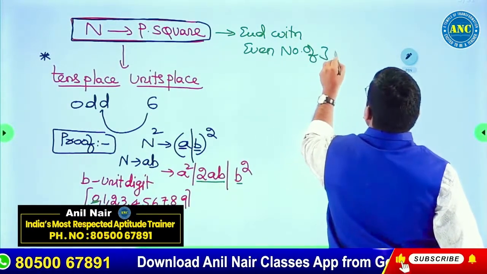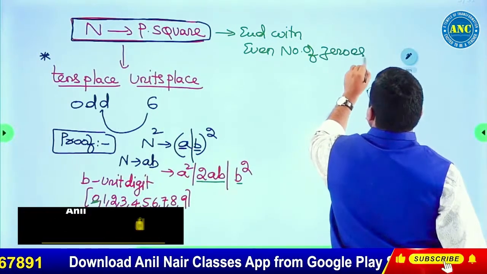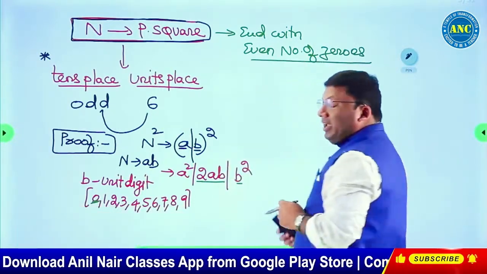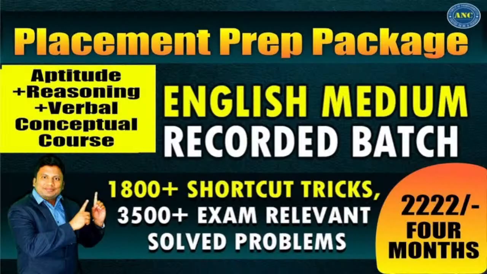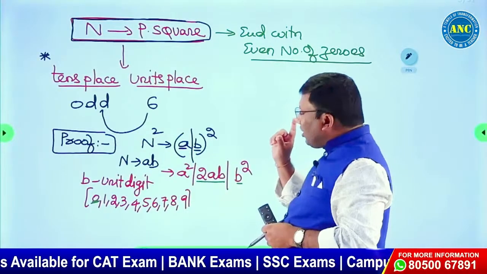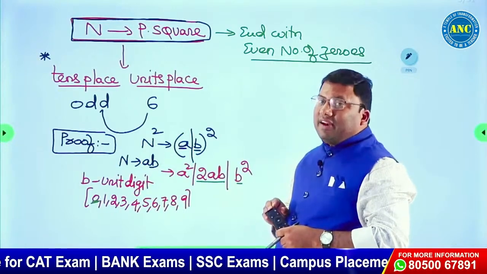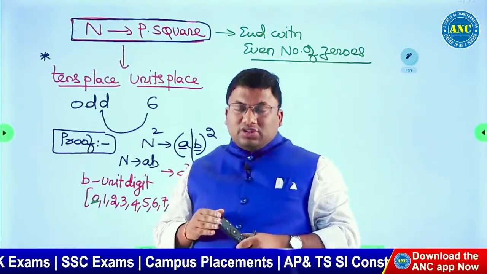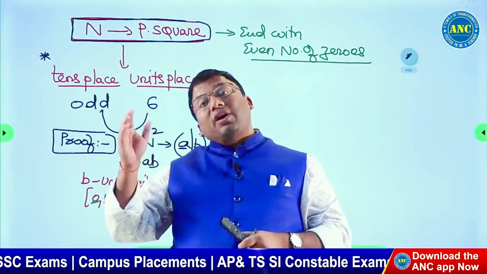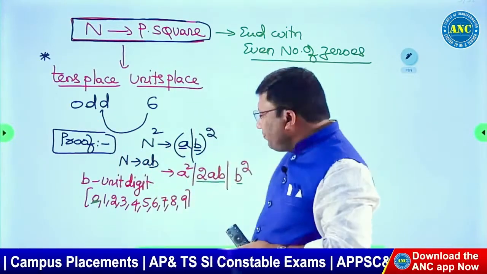Sir, why did this concept come? Because you can observe that if B is 0, A0 whole square is A square plus 2 into A into 0 plus 0 square. 0 square is 0, and 0 into 2 is also 0. A perfect square always ends with an even number of zeros. 10 square is 100, 2 zeros. 100 square is 1 followed by 4 zeros.